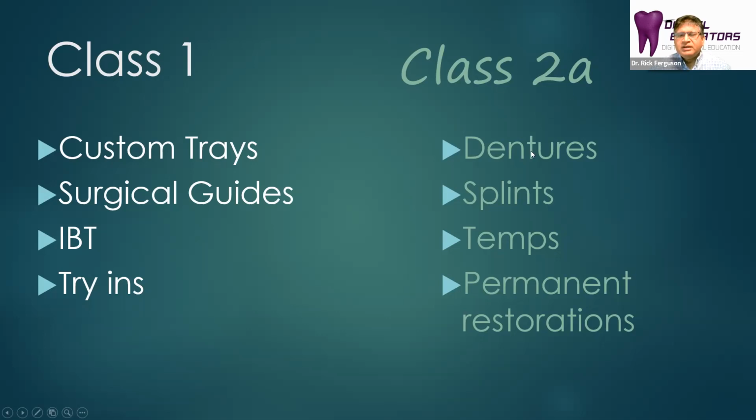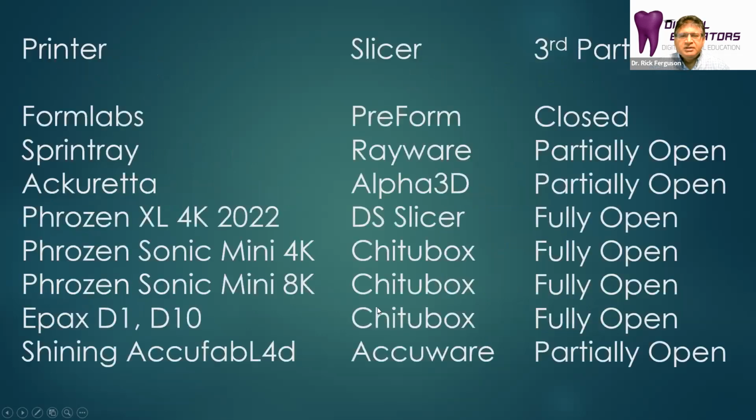Class 2A, we have dentures, splints, temporaries, and of course now we have printable materials that can be left permanently, such as for permanent crowns. Now, whether they're strong enough to last many years is a debate right now. But the materials are actually getting better, almost on a monthly basis. So these types of resins, of course, have to be class 2A for long-term use in the mouth. All right, just keep that in mind.